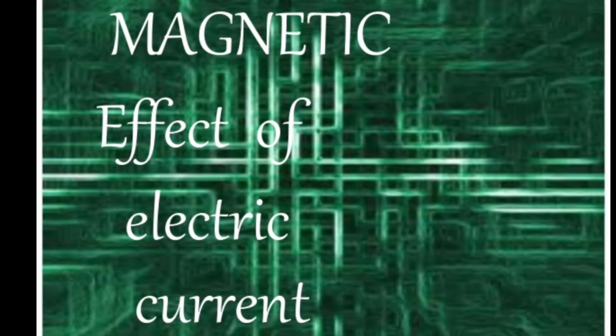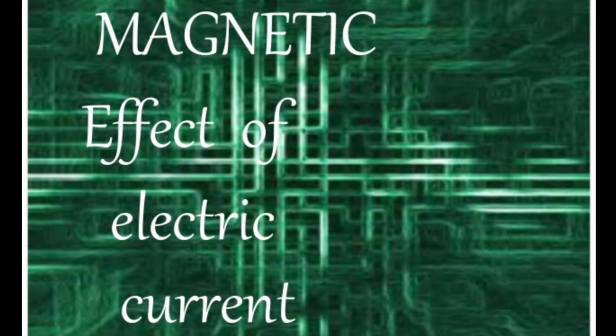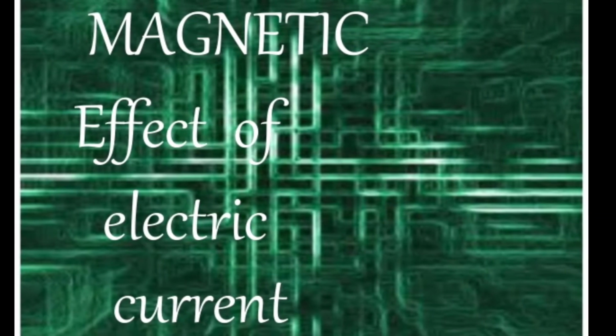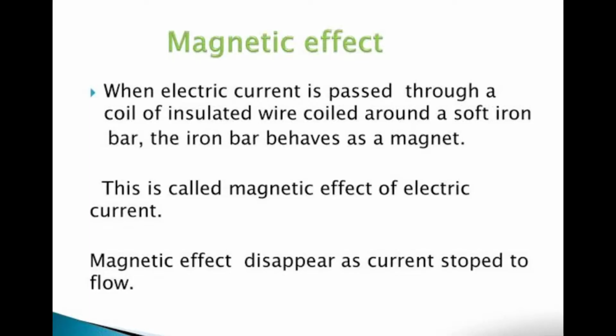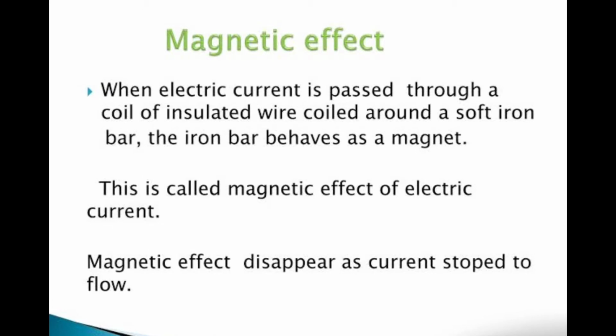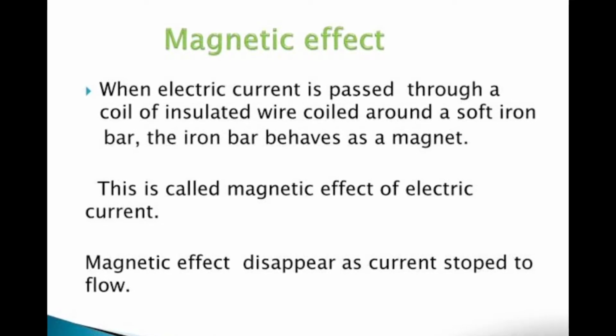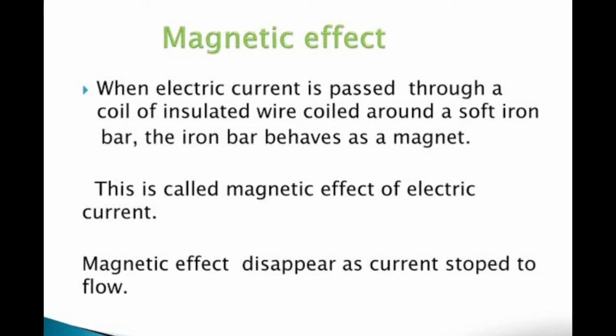Hello dear students, in the last class we have discussed the magnetic effect of electric current. What do you mean by magnetic effect? When an electric current is passed through the coil of insulated wire coiled around a soft iron bar, the iron bar behaves as a magnet. This is called a magnetic effect of electric current.